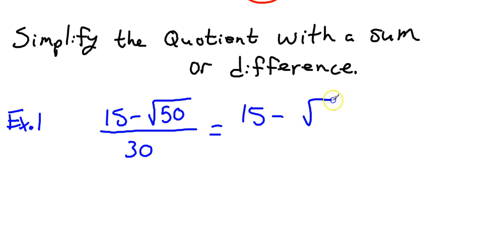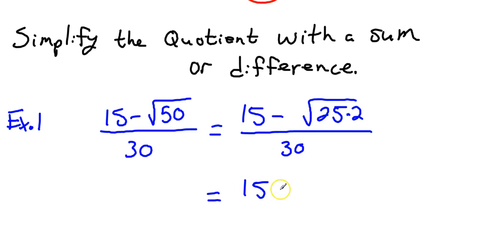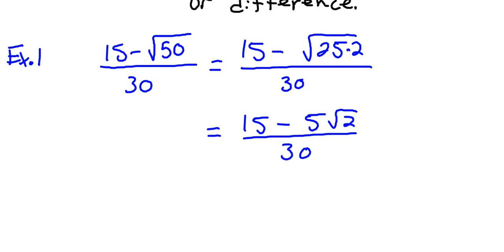If you break it down, it's 25 times 2. And with the 25, you've got a perfect square. So that would be 15 minus 5 square root of 2 over 30. Okay, so as far as the radical goes, that's as much as you can do with the radical part of it to break it down. The next thing you can look at is, you can do it a couple of different ways.